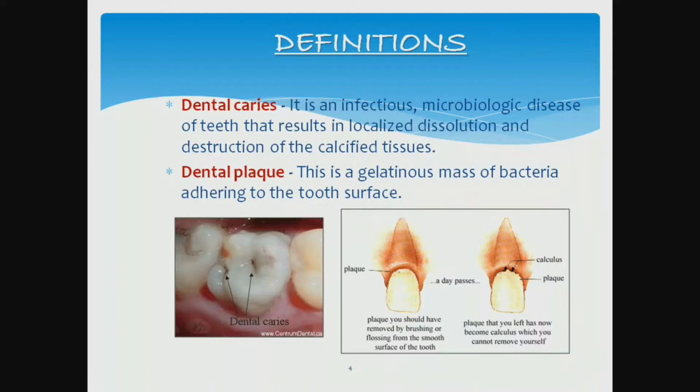So definitions, yes, it is an infectious microbiologic disease of the teeth that results in localized dissolution and destruction of the calcified tissues. And of course the plaque which adheres to the tooth surface is a gelatinous mass of bacteria adhering to the tooth surface, which you have to constantly remove. So you can use different procedures like flossing and brushing the teeth, once in the morning and once before sleeping, so that this plaque does not stay, right?